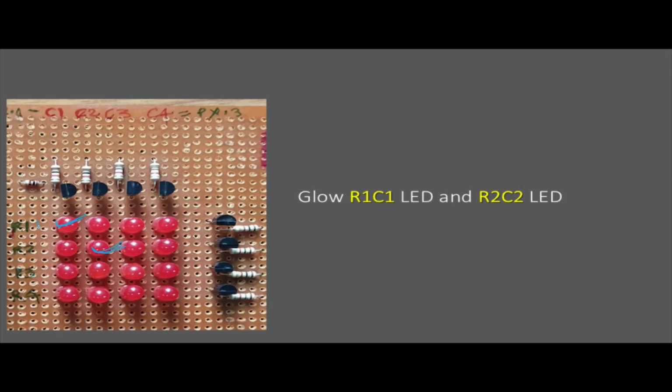In the first case I will only send 1 to row 1 and column 1, so that only this LED glows. After a certain while I will turn off this LED and send 1 to row 2 and column 2, so that only this LED glows, and I will repeat it at such a fast rate that it will seem that both the LEDs are on.